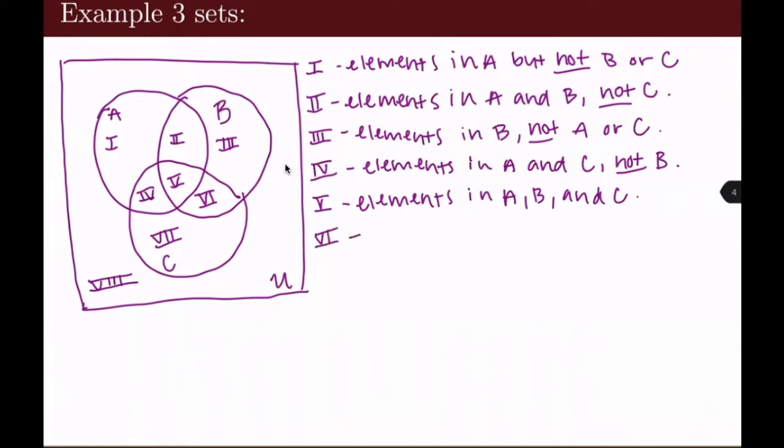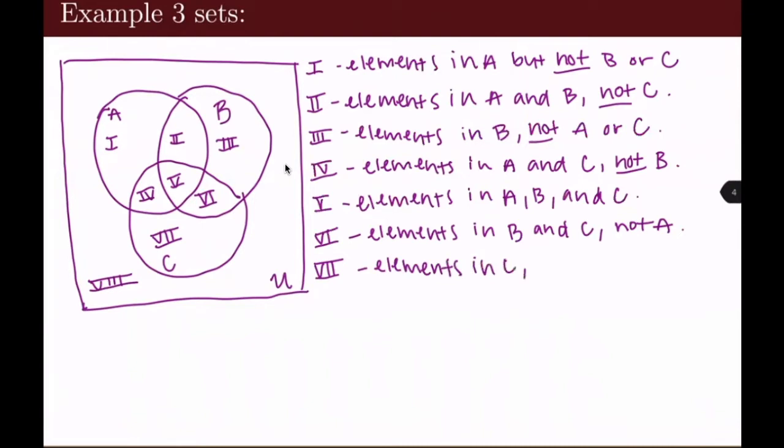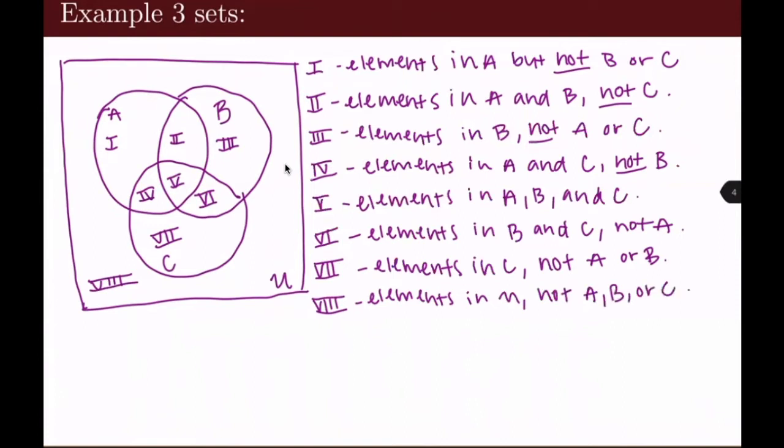6, elements in B and C, but not in A. 7, elements in C, but not A or B. And lastly, 8, elements in U, but not A, B, or C. U is pretty much everything else.